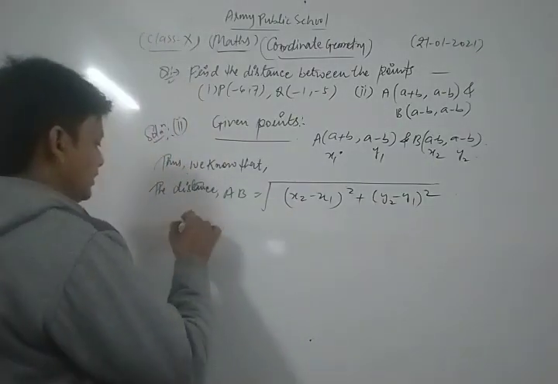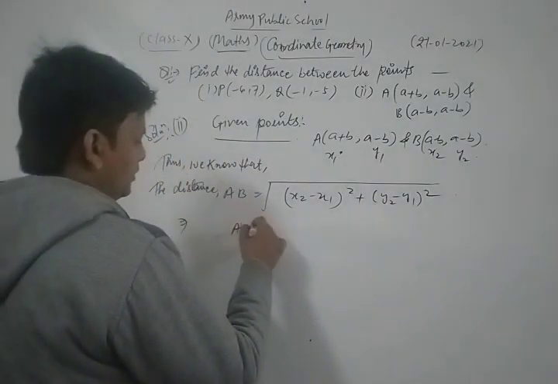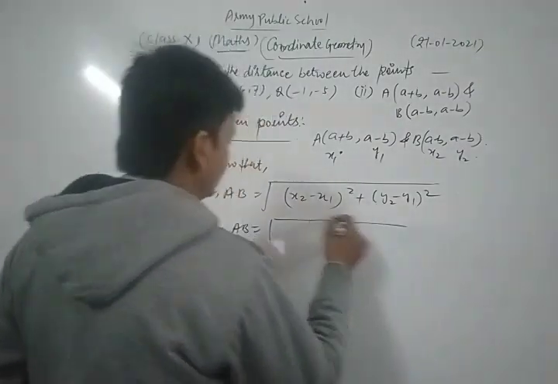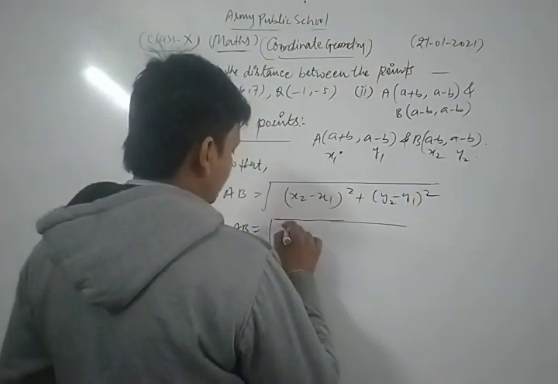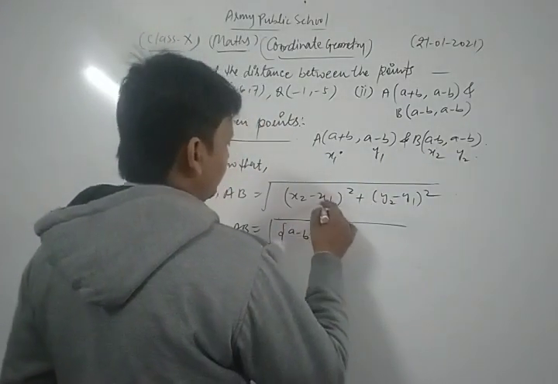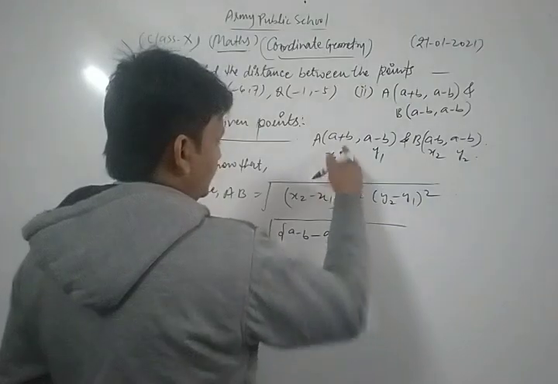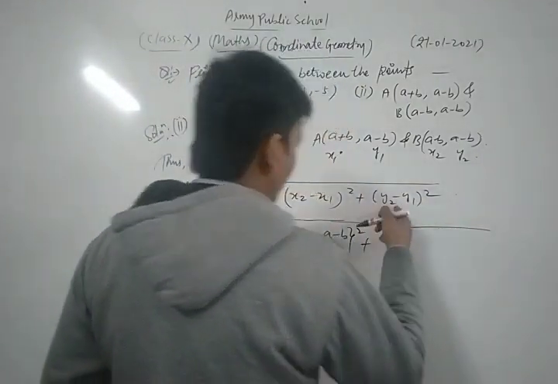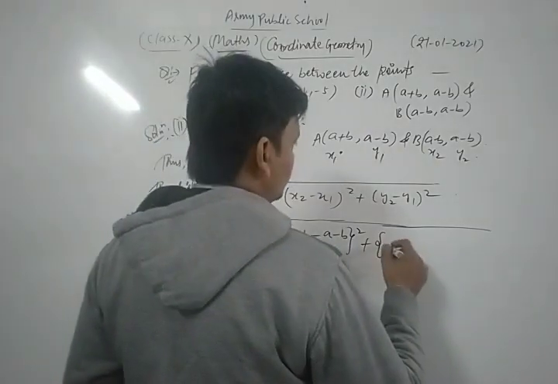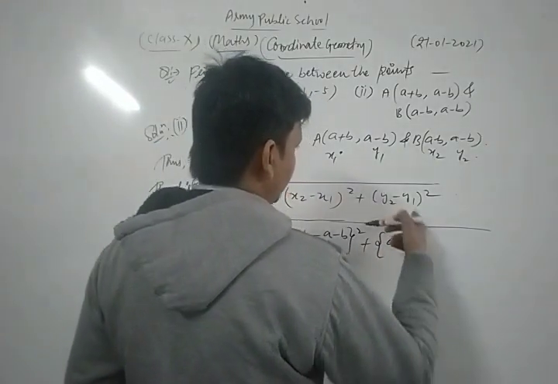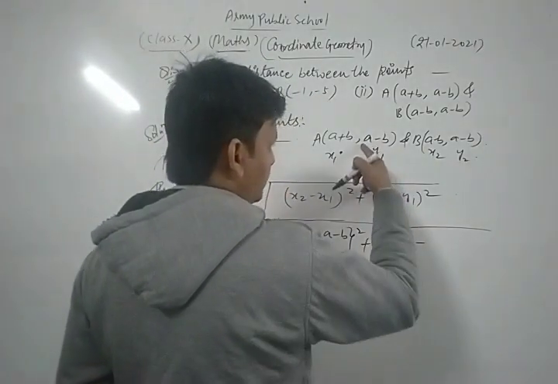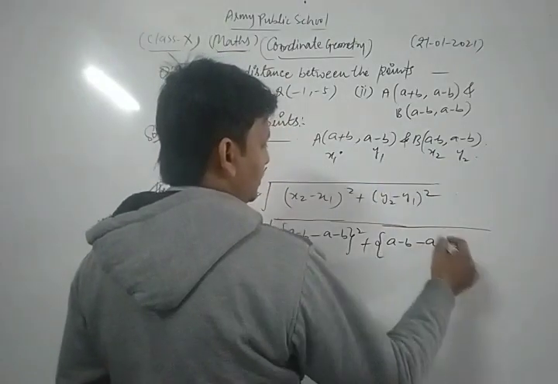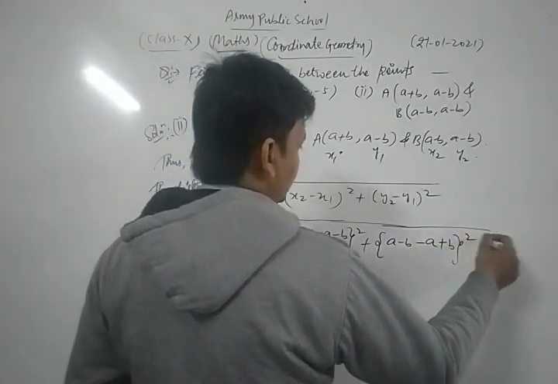Now distance AB is equal to, now we put the value of x2. The value of x2 is A minus B minus, the value of x1 is minus A, this is minus B here, okay? Whole square. Now plus y2 minus y1. y2 is A minus B minus y1 is A minus B. So if we break the bracket, this is minus A and plus B in whole square.